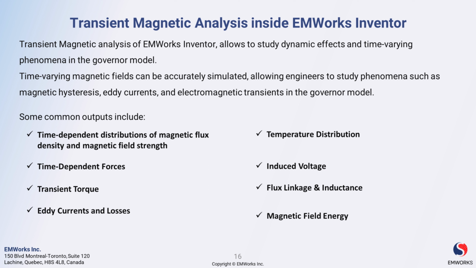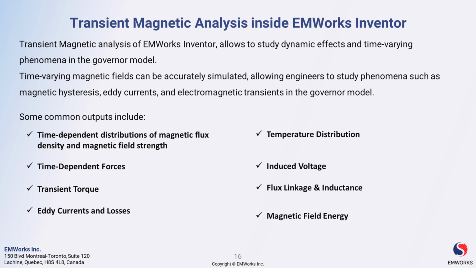Moving on, next we have transient magnetic analysis in EMWorks Inventor, which is a powerful feature that allows engineers to study dynamic effects and time-varying phenomena in the governor model. Unlike magnetostatic analysis, which focuses on steady-state conditions, transient magnetic analysis captures the time-varying nature of magnetic fields and their associated effects. By accurately simulating time-varying magnetic fields, engineers can analyze phenomena such as magnetic hysteresis, eddy currents, and electromagnetic transients within the governor system.